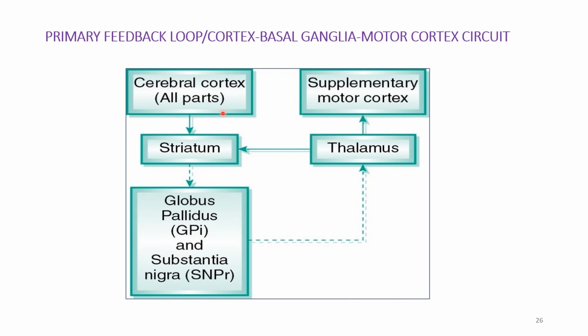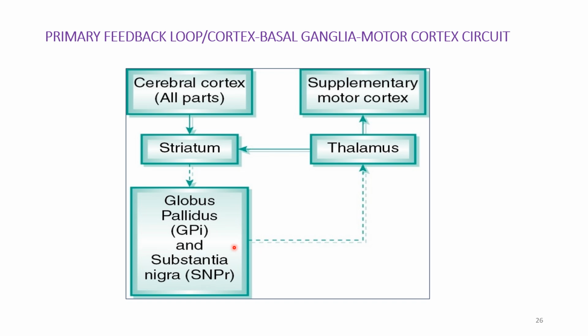So the cerebral cortex is exciting the striatum, because the striatum has GABA neurons. It acts on the globus pallidus internus and substantia nigra pars reticularis, inhibiting them. Actually, these are inhibiting the thalamus. But the thalamus is activating the supplementary motor cortex and the striatum. So this is the primary feedback loop.